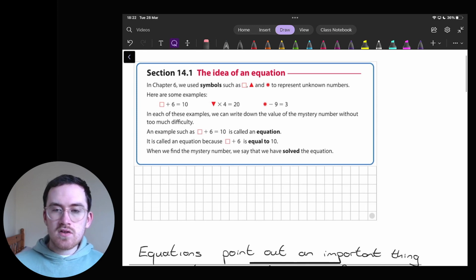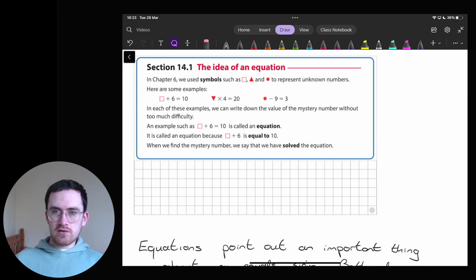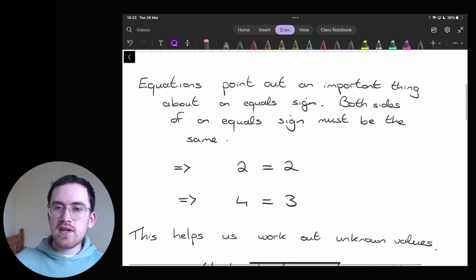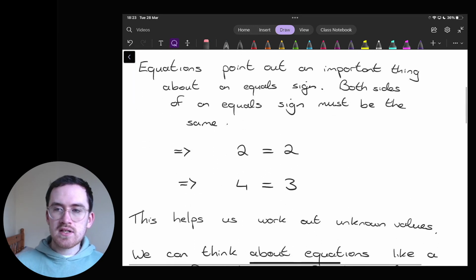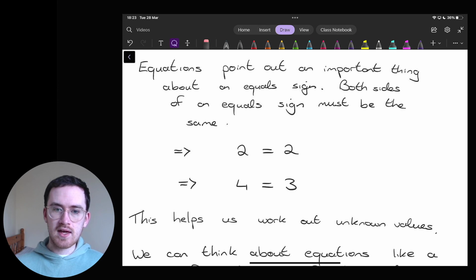So this is called an equation because it's equal to something. And when we find what we're looking for, we say that we've solved the equation. When we find the unknown, we have solved the equation. And what I'm getting at here is that an equation points out an important thing about an equal sign. An equal sign, by definition, means that one thing is identical to another thing. So if we have an equal sign, the two things on either side of the equal sign have to be the same.